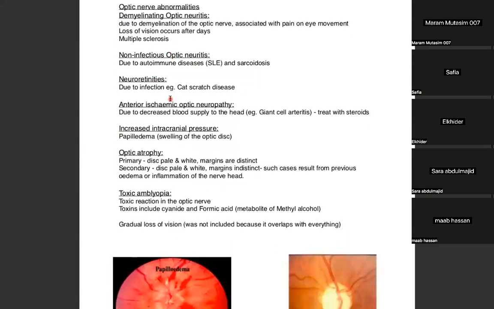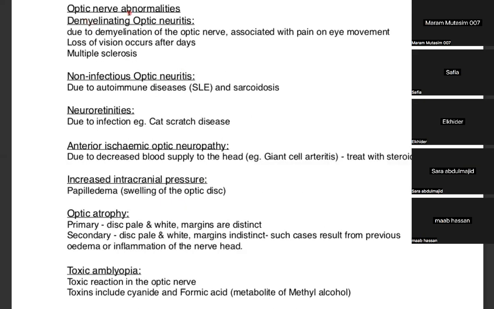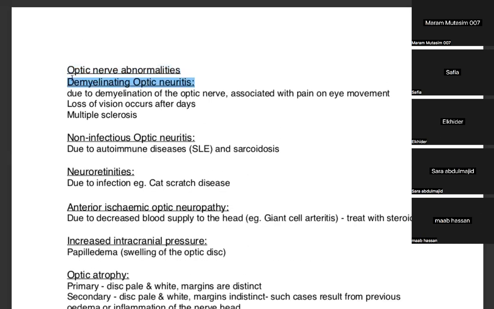There are other causes: optic nerve abnormalities. The problem is in the optic nerve itself. Optic nerve abnormalities include demyelinating optic neuritis, and this is probably commonly in multiple sclerosis, you'll know about it. In optic neuritis, the myelination of the optic nerve starts to go away, or it's demyelination of the nerve. It's associated with pain on eye movement. So eye movement is painful. They're very, very, very specific for it.